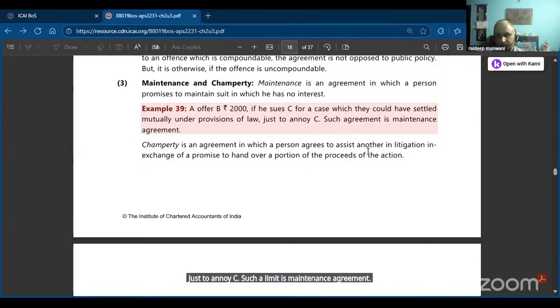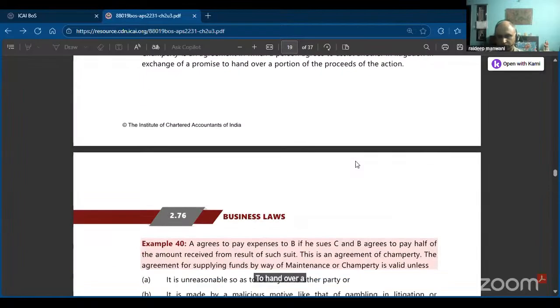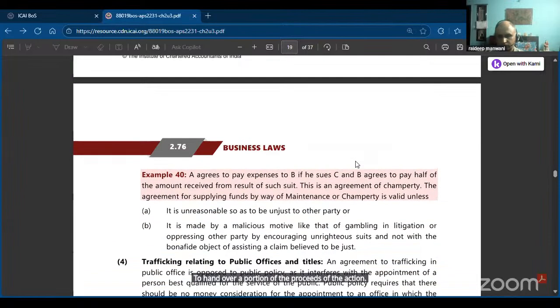Champerty is an agreement in which a person agrees to assist another in litigation in exchange for a promise to hand over a portion of the proceeds of the action. A agrees to pay expenses to B if he sues C, and B agrees to pay half of the amount received from the result of such suit. This is an agreement of champerty.